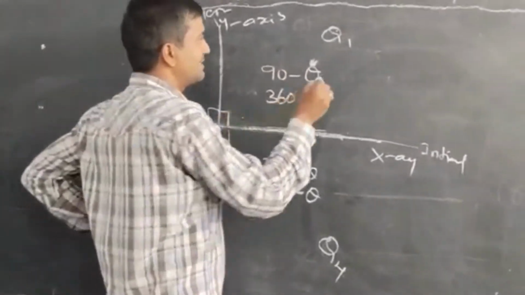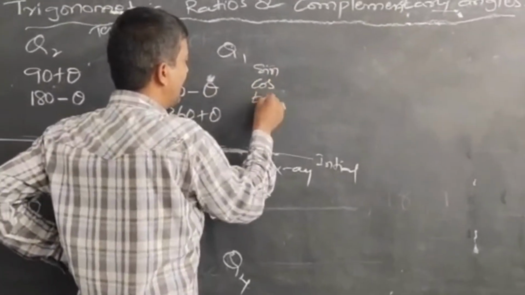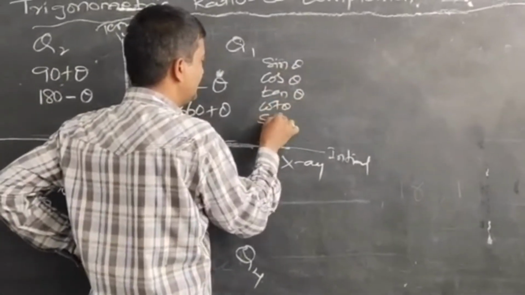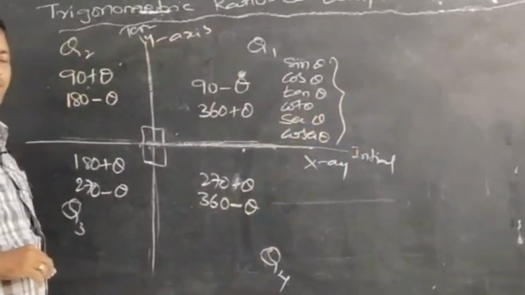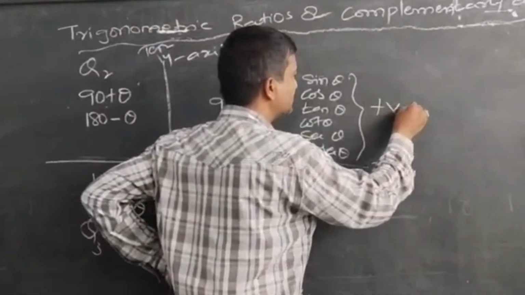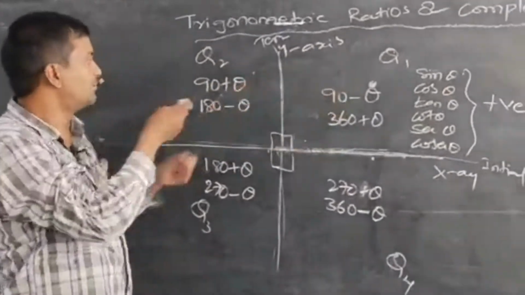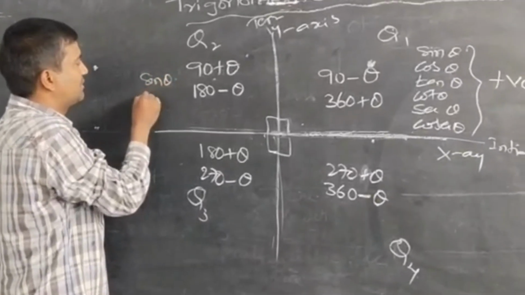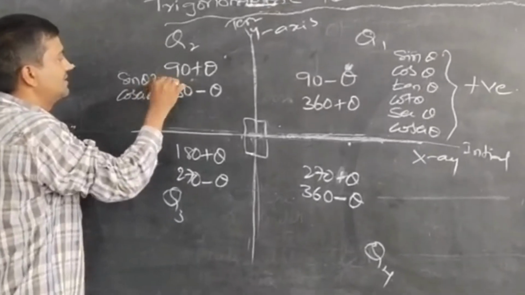So, what are the 6 ratios? We have 6 ratios: sin theta, cos theta, tan theta, cot theta, secant theta, and cosec theta. These are the 6 trigonometric ratios. In the first quadrant, all the ratios are positive. In the second quadrant, sin theta and its reciprocal cosec are positive, the rest are negative.